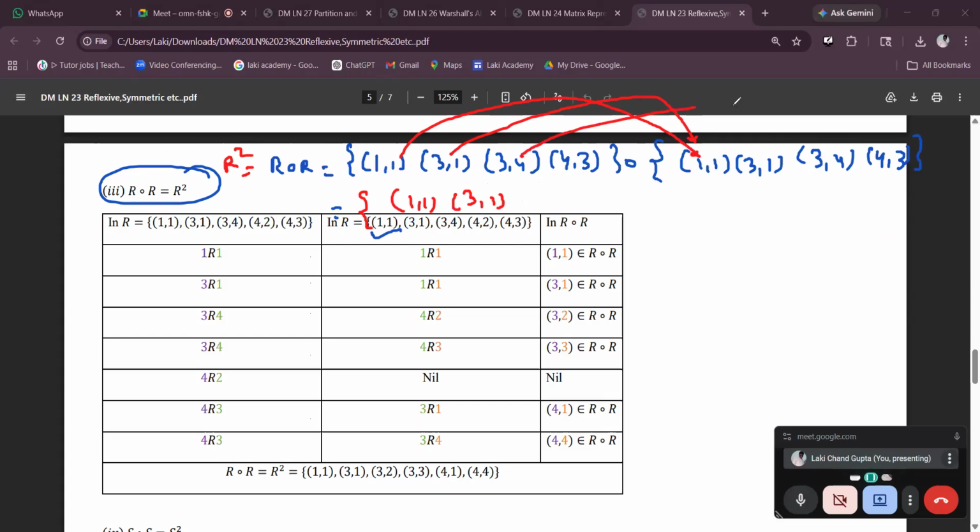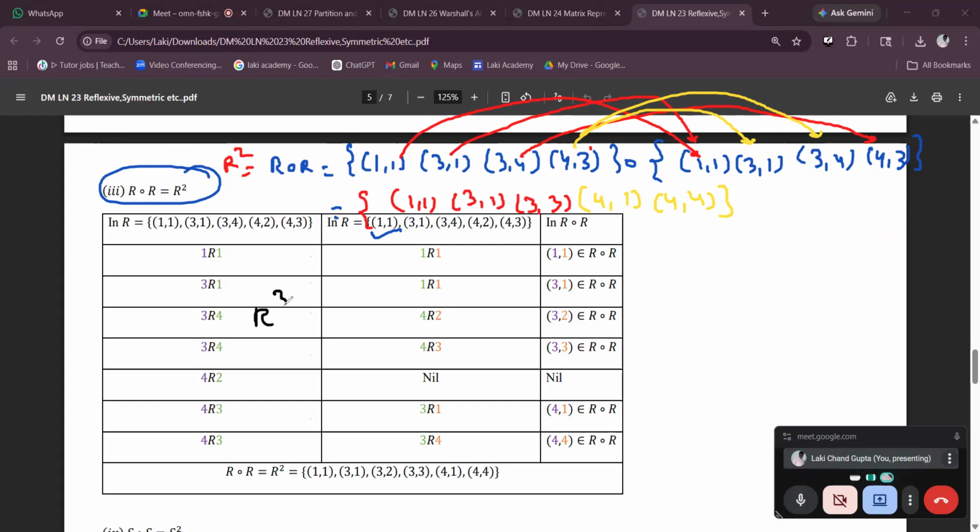3 comma 4. 4 starts from 4 comma 3. You will get 3 comma 3. No, see 4 comma 3. So you will get 2 pairs. 4 comma 1, 4 comma 4. So these you will get. Okay.